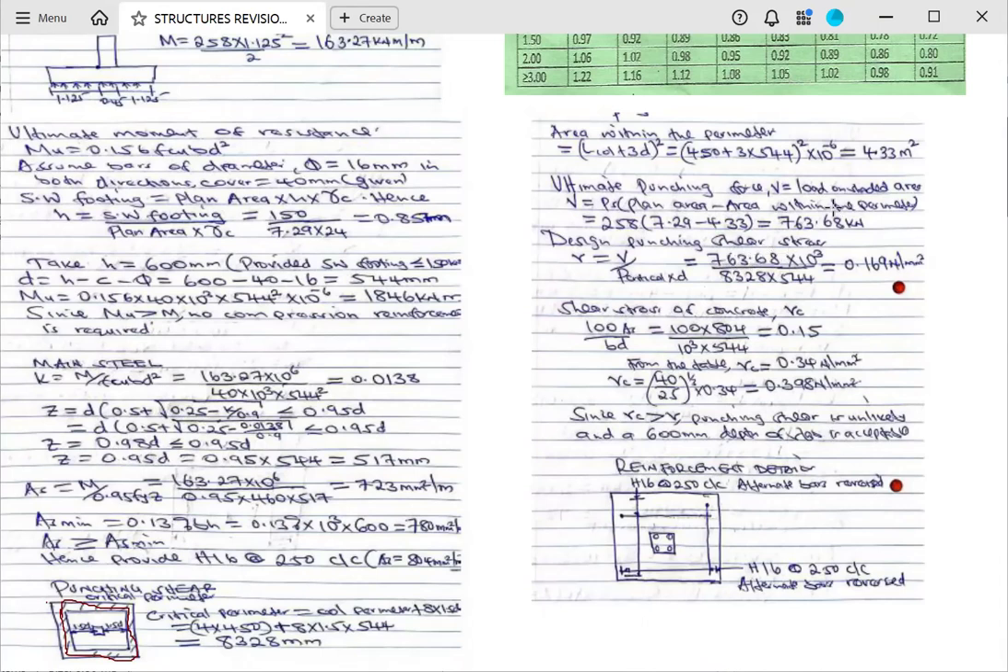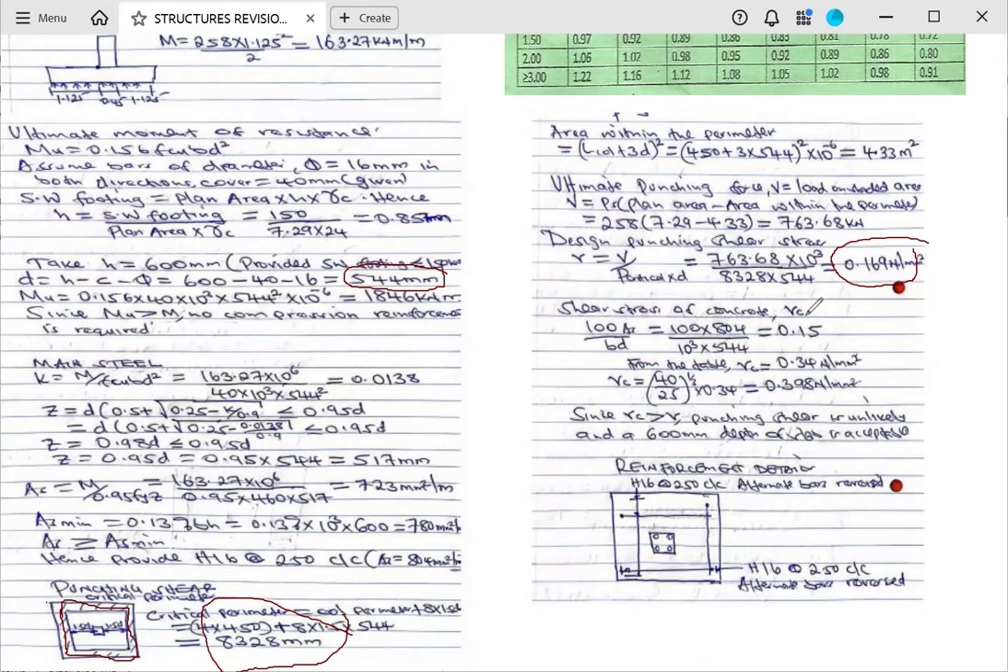Now, our punching shear force, we had it as 763.68 kilonewton. We changed to newton. That's why I'm multiplying by 10 power 3. Then critical perimeter, it is here. We calculated it here as 83.28, and then our D, we had it here as 544. This is our D. Now we get a value of 0.169 Newton per millimeter square. Then we look at shear stress of concrete VC.